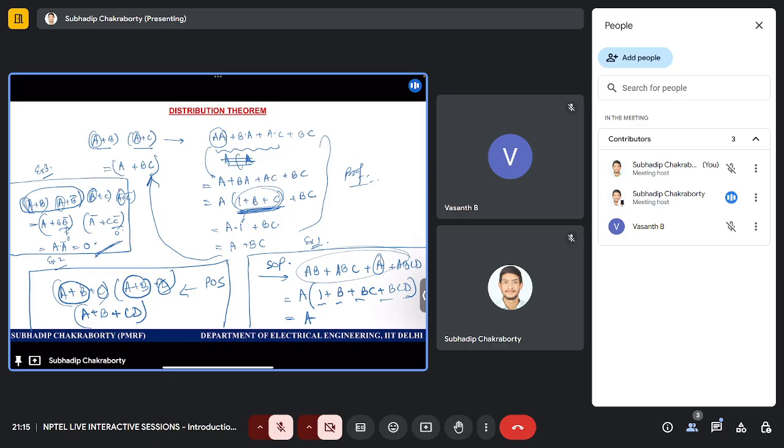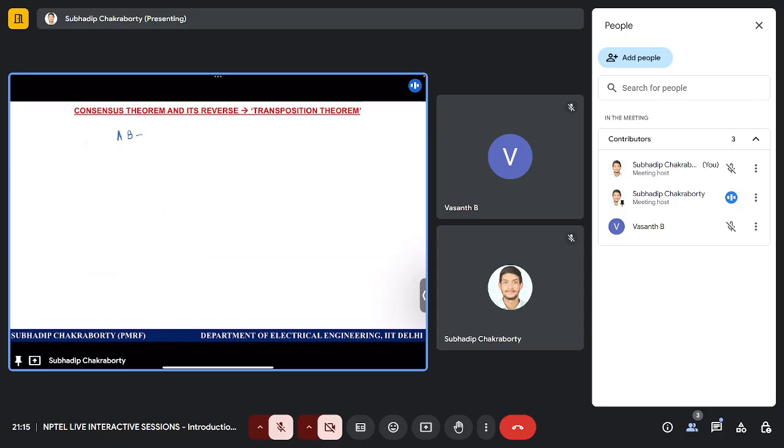And you can use the consensus theorem also. The consensus theorem is this: you have AB and its complement with another term, and then you have the product of these two terms. Then this term becomes redundant.